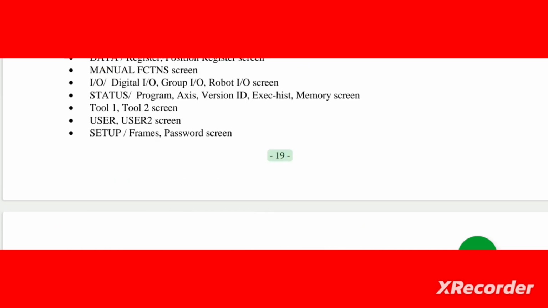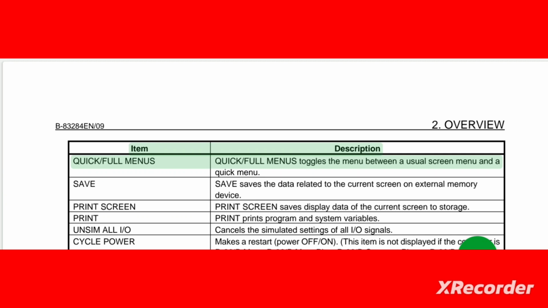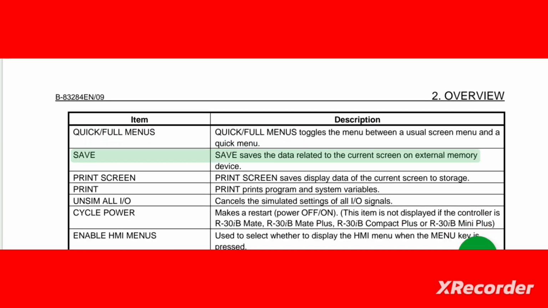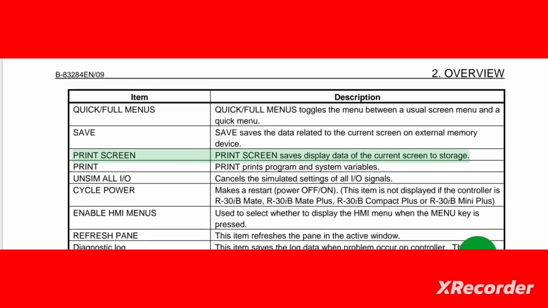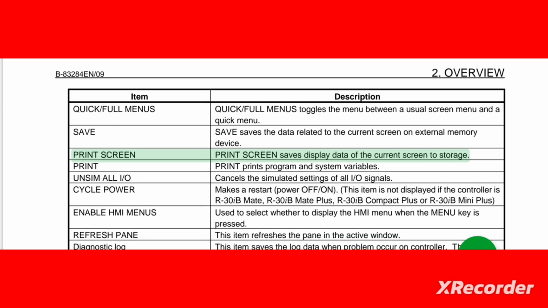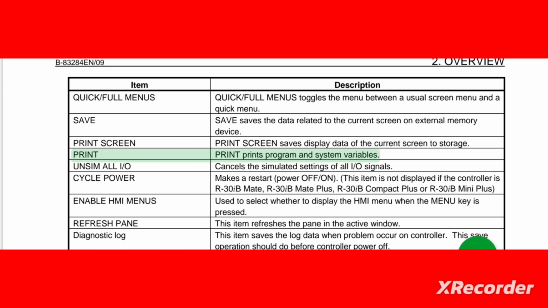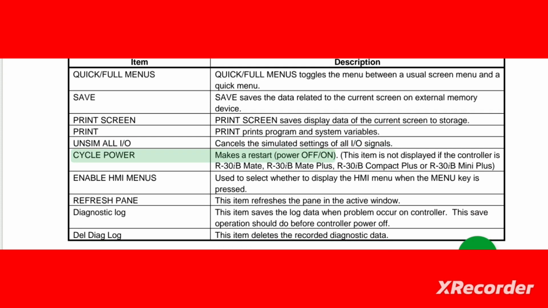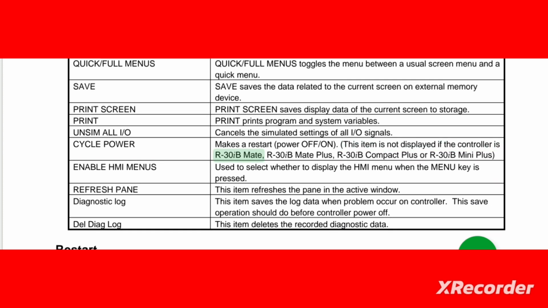Item description. Quick/full menus. Quick/full menus toggles the menu between a usual screen menu and a quick menu. Save saves the data related to the current screen on an external memory device. Print screen saves display data of the current screen to storage. Print prints program and system variables. Unsim all I/O cancels the simulated settings of all I/O signals. Cycle power makes a restart, power off/on. This item is not displayed if the controller is R-30iB Mate, R-30iB Mate Plus, R-30iB Compact Plus, or R-30iB Mini Plus.